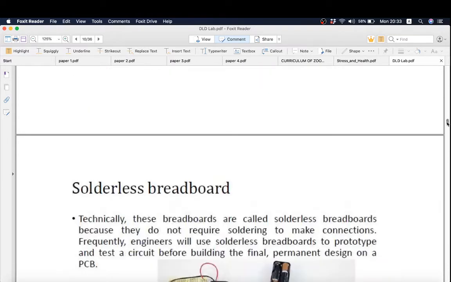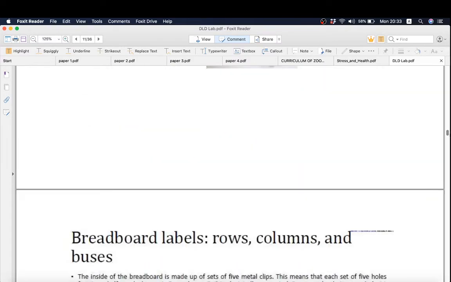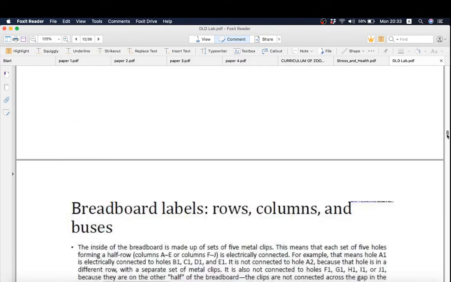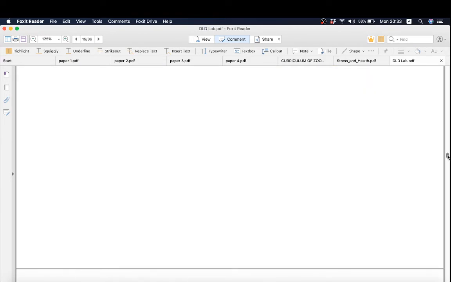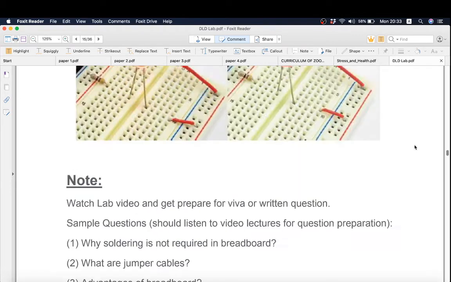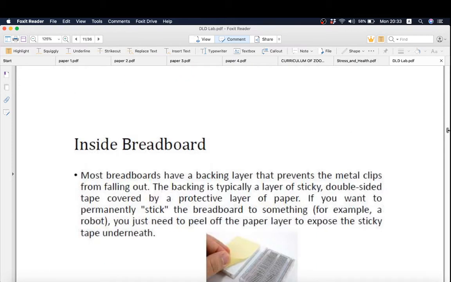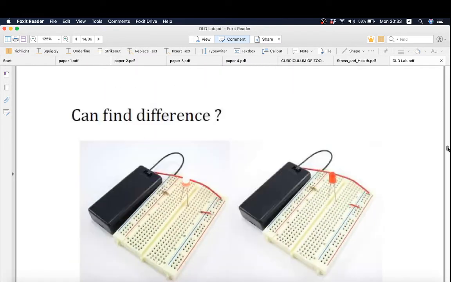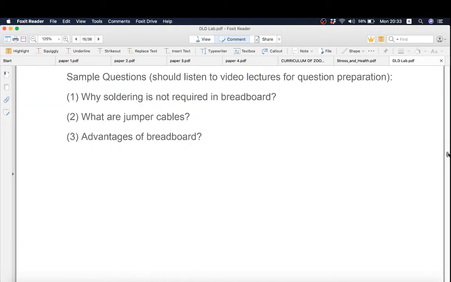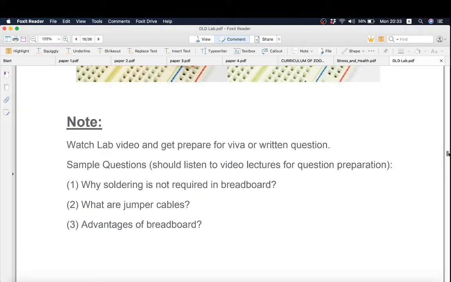Now move towards lab 3. But first, in lab 2 I gave you an example of short questions, sample questions. Let me show you. These are the short questions. This does not mean that only these will come. These are just samples. This type of short question can come from this lab 2.